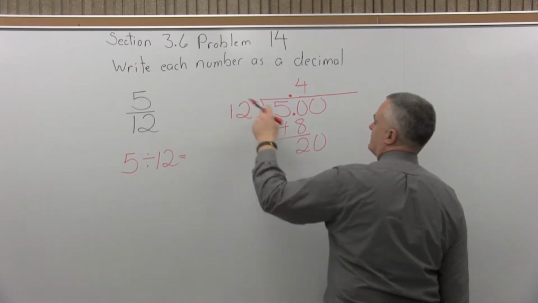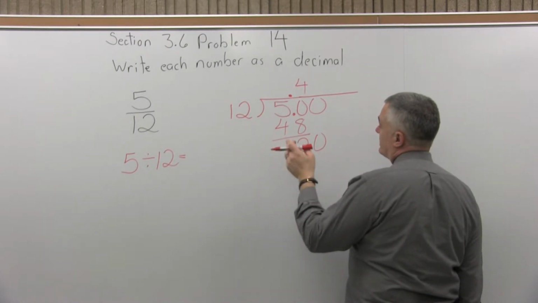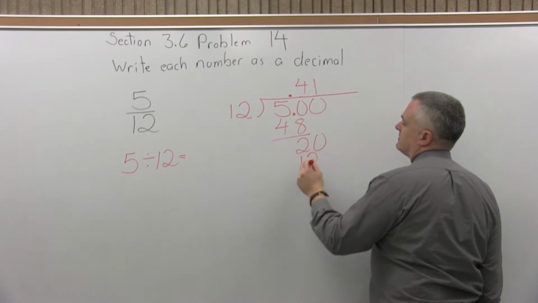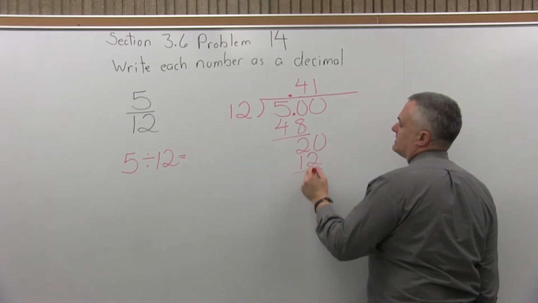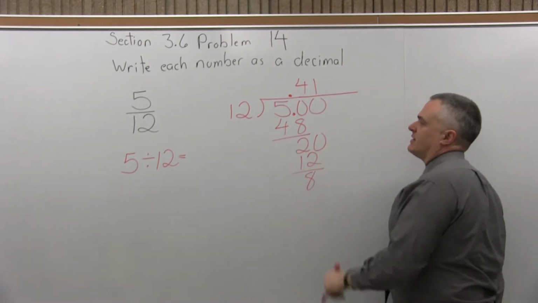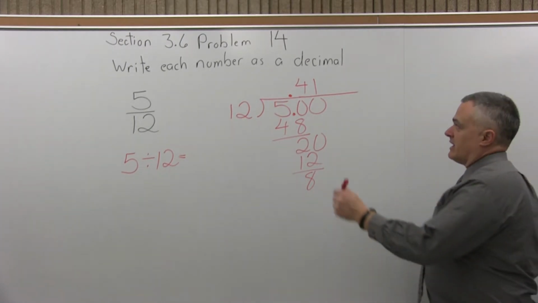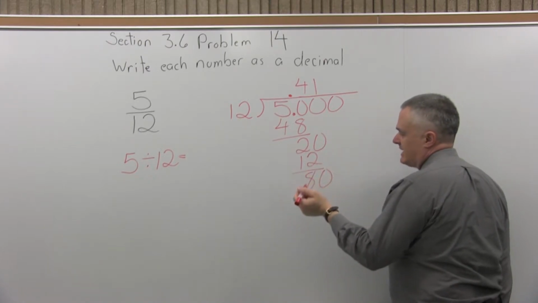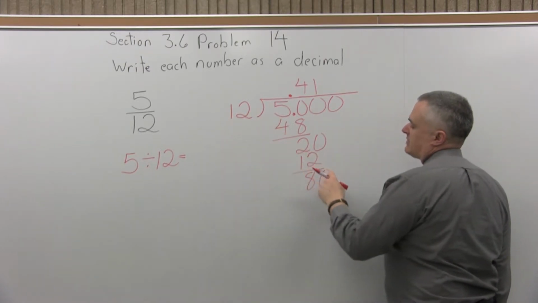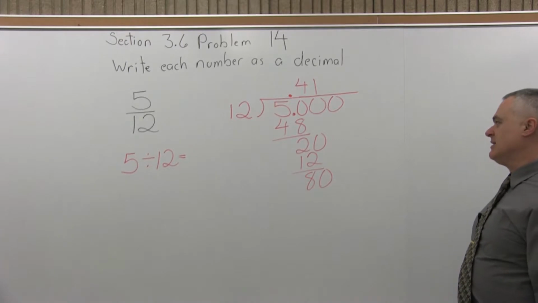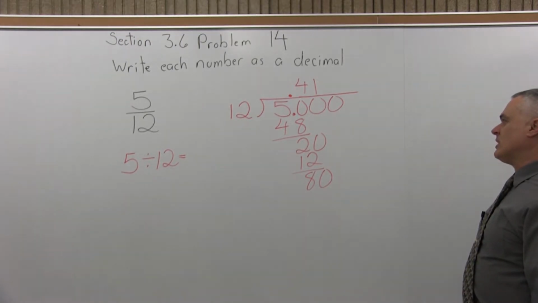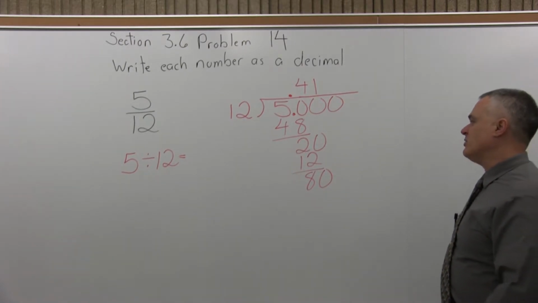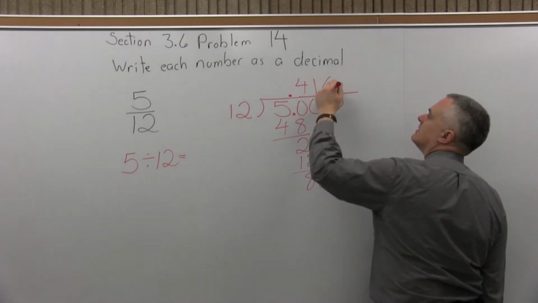Now, 12 divides into 20. Well, only once. 2 12s is 24, so I've gotten too big, so only once. 1 times 12 is 12. 20 minus 12 is 8. And it still didn't go in evenly. So I have to add another 0 on the top, and then bring it straight down next to the 8. It becomes an 80. 12 times something is close to 80. Let's see, 12 times 6 is 72, and then 7 would be too big. So 6 is what I need.